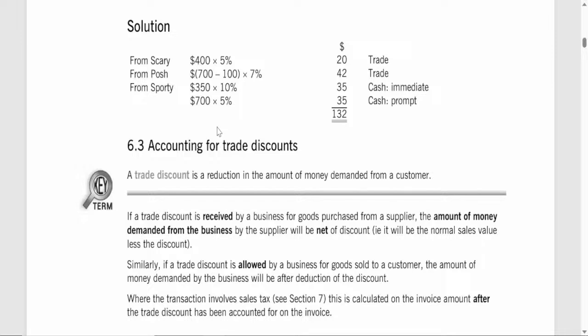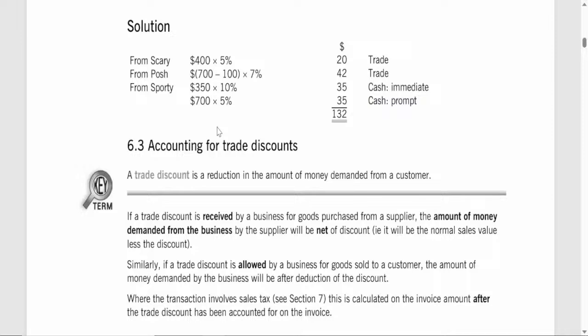Now that we've reviewed each purchase and calculated each discount, let's summarize Ginger's total savings for January. 1. From Scary, Ginger saved $20 from the trade discount. 2. From Posh, Ginger saved $42 from the trade discount on the amount over $100. 3. From Sporty, Ginger saved $35 on her immediate payment and another $35 on her prompt payment within 30 days. To find the total amount Ginger saved, we add up all these discounts. $20 plus $42 plus $35 plus $35 equals $132.